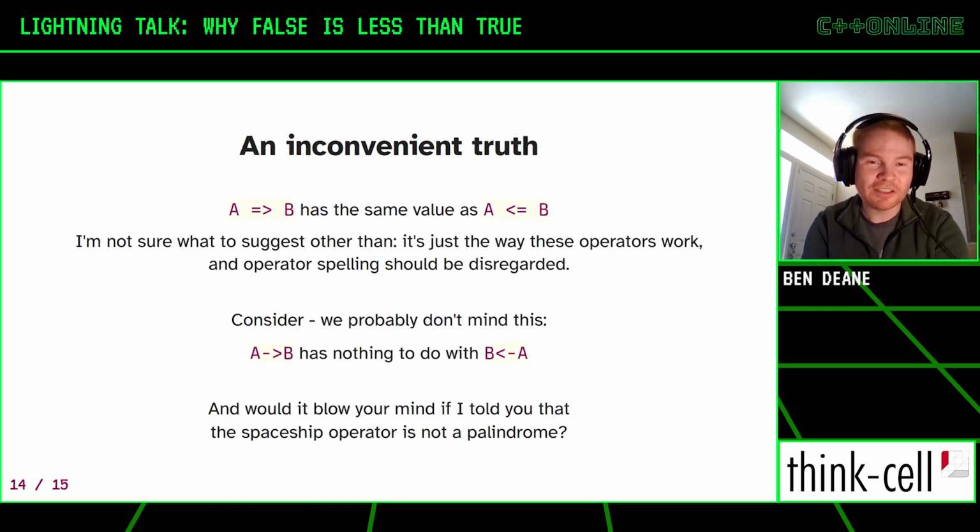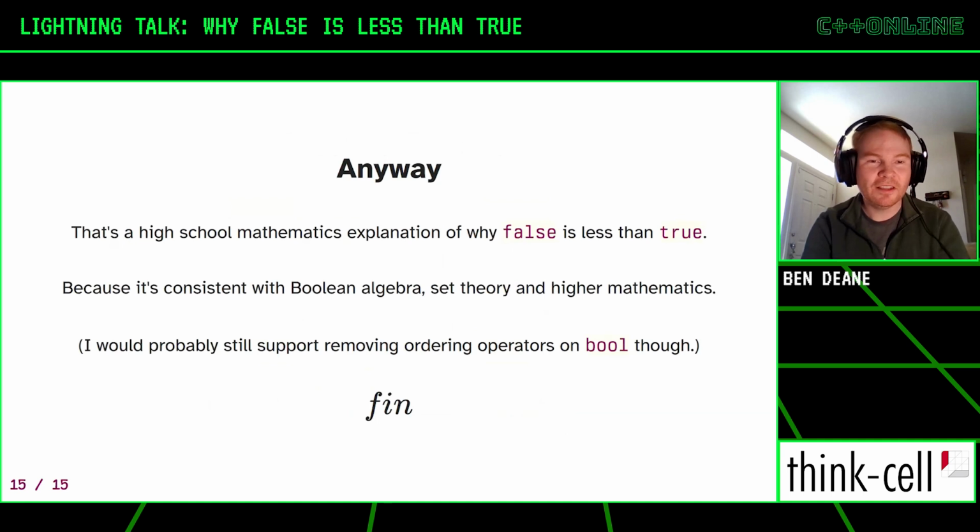Anyway, I had reason to go down this rabbit hole. This is one high school mathematics explanation of why false is less than true. It's consistent with Boolean algebra, set theory, and all those things. And I hope this gave some of you an insight into that and into implication. Thank you very much.